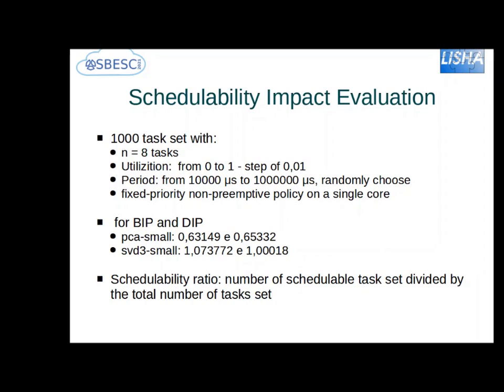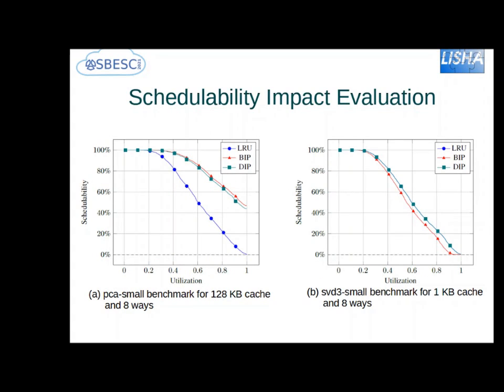Tasks have implicit deadlines and are assigned priorities based on the rate monotonic policy. The task sets for BIP and DIP are obtained from the LRU task set by scaling the tasks' worst case execution times by the scaling factors from PCA small and SVD3 small benchmarks. Figure A shows the schedulability ratio where the scaling factors of all tasks are based on PCA small, and in Figure B, the scaling factors are based on the SVD3 small benchmark.